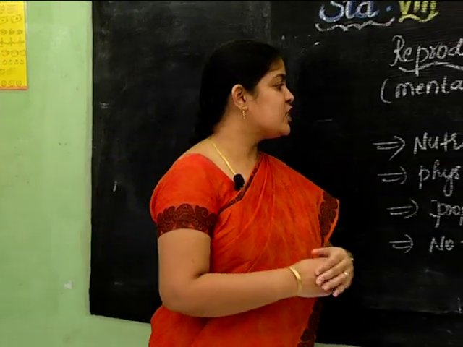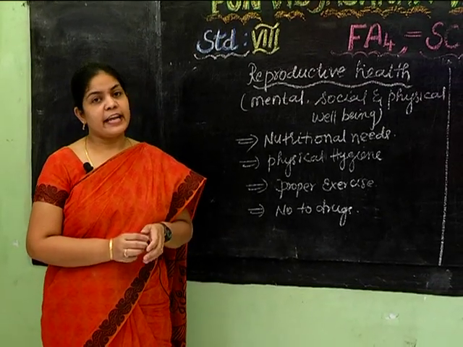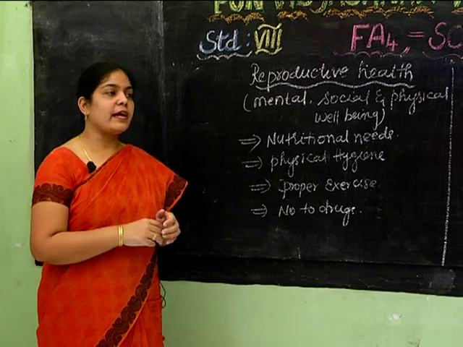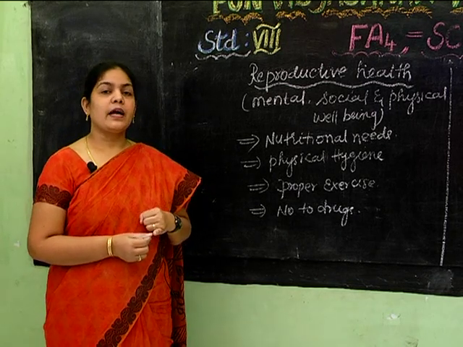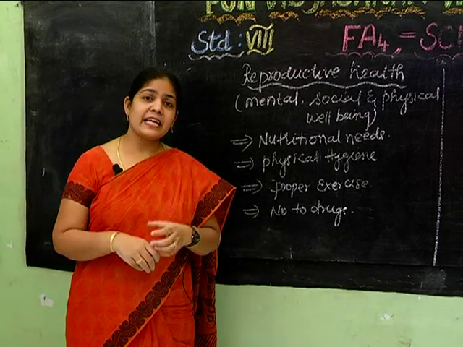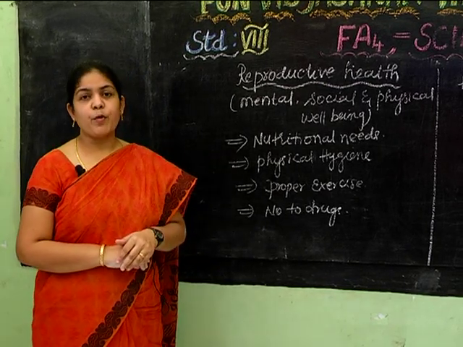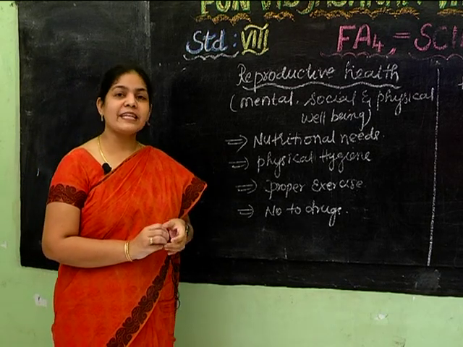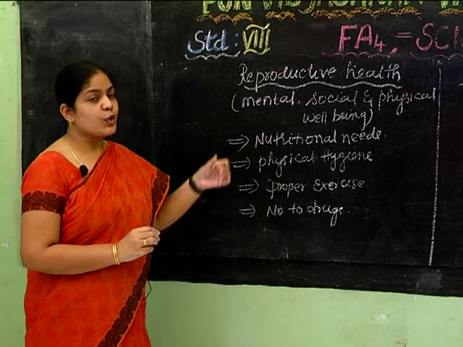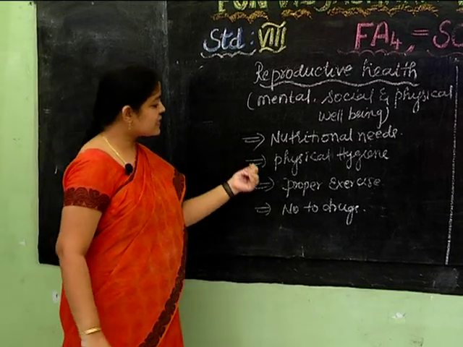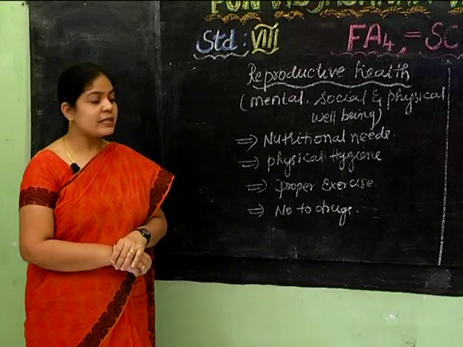Then physical hygiene. Cleanliness is very, very important, otherwise they are prone to infections before and after menstruation. So they have to take a bath twice daily and clean their hands and nails regularly. Personal hygiene is very, very important because the secretions of sweat and sebaceous glands increase and result in body odor during the adolescent stage.